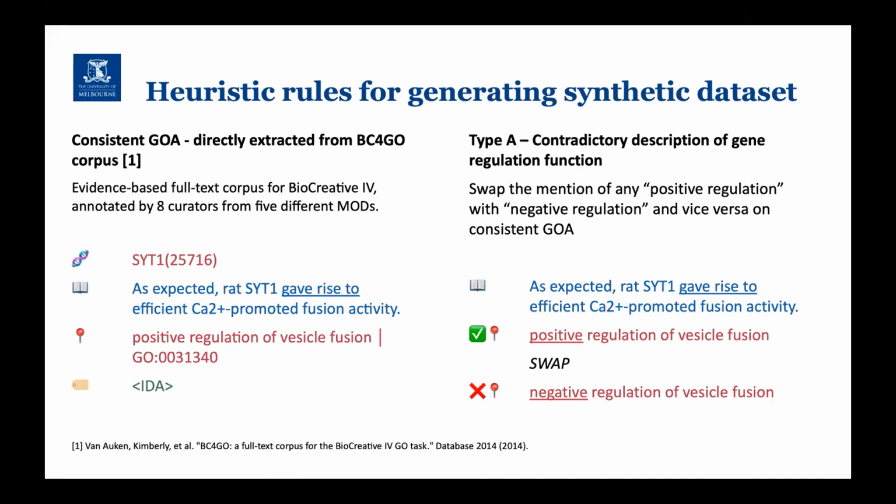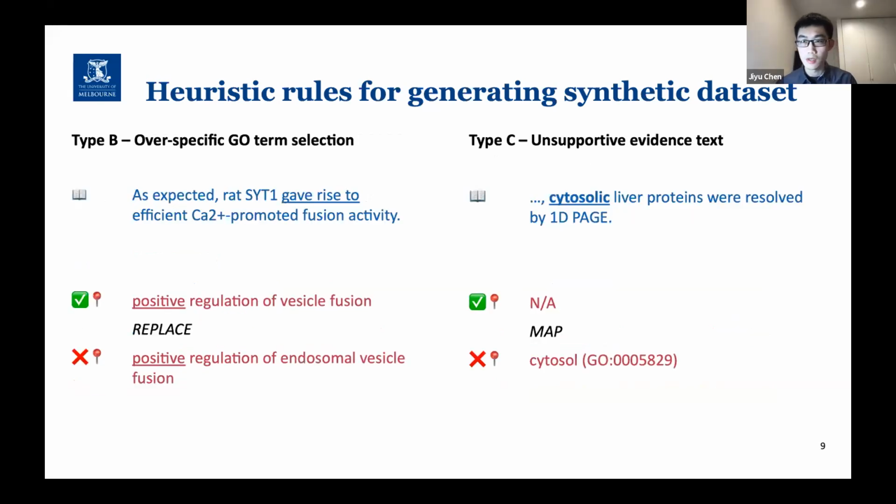We use 2 steps to simulate type B inconsistencies. Firstly, we retrieve all direct descendants with either is-a or part-of relationships of the GO term in a consistent GO annotation. Then we randomly select one of the descendants and ensure it is not annotated to the same gene product supported by the same piece of evidence text. The selected descendant GO term will replace the original GO term and simulate an over-specific inconsistency.